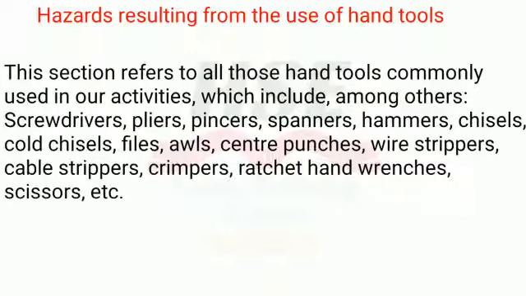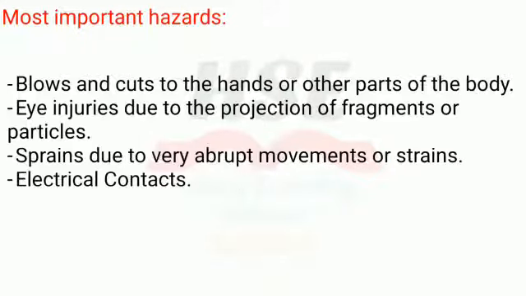Hazards resulting from the use of hand tools. This section refers to all those hand tools commonly used in our activities, which include, among others, screwdrivers, pliers, pincers, spanners, hammers, chisels, cold chisels, files, awls, center punches, wire strippers, cable strippers, crimpers, ratchet hand wrenches, scissors, etc. Most important hazards: blows and cuts to the hands or other parts of the body. Eye injuries due to the projection of fragments or particles. Sprains due to very abrupt movements or strains.